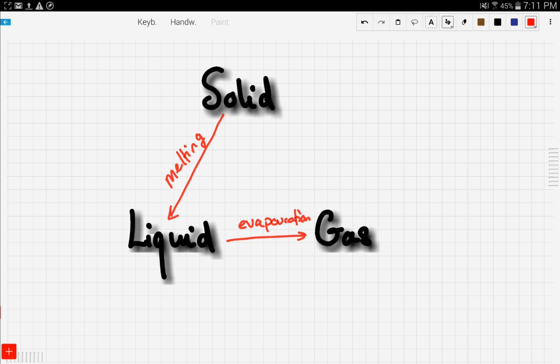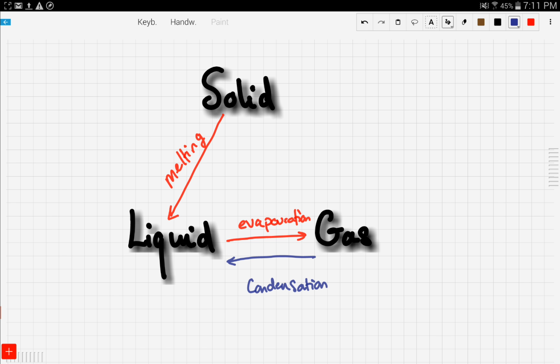Now, what if we go in the reverse? What if I want to go from the gas to the liquid? Imagine you have a bottle of water on a hot summer day and this bottle of water starts to form some droplets on the outside. This is because the temperature on the inside of the bottle is very cold while on the outside it is very hot, so condensation happens, which is the opposite of evaporation.